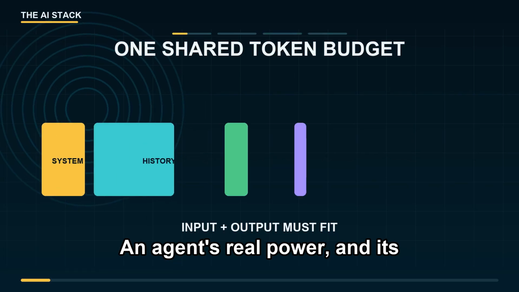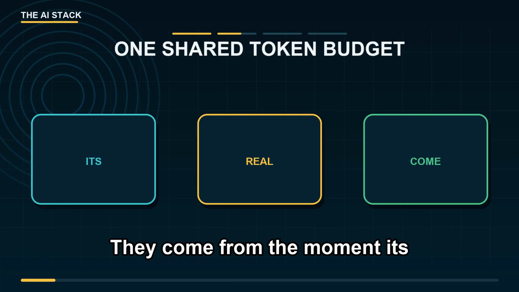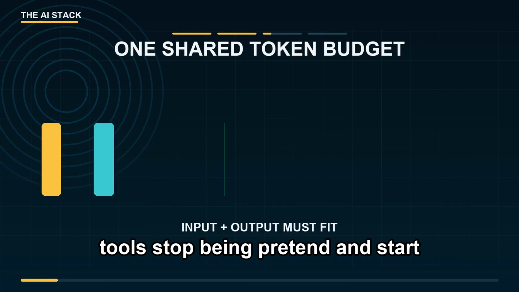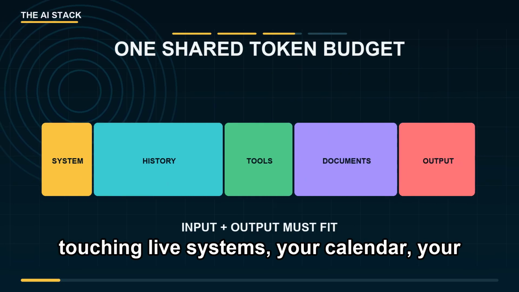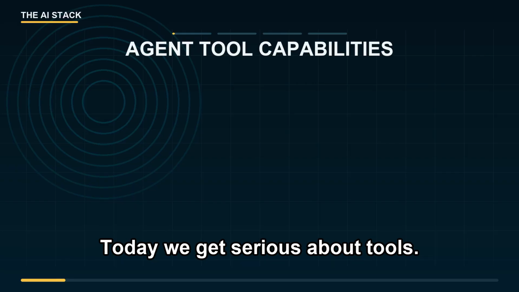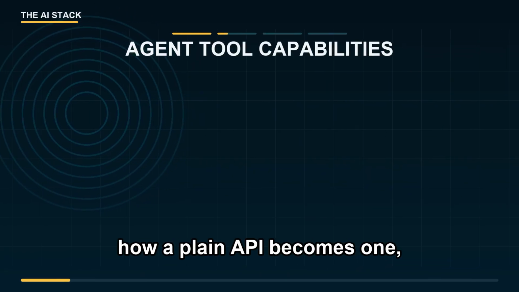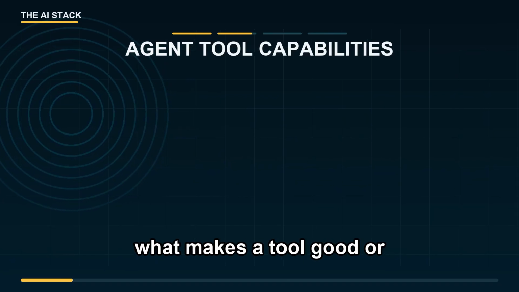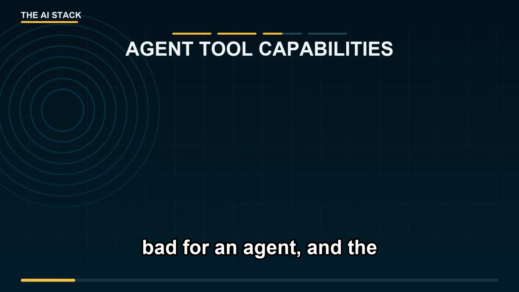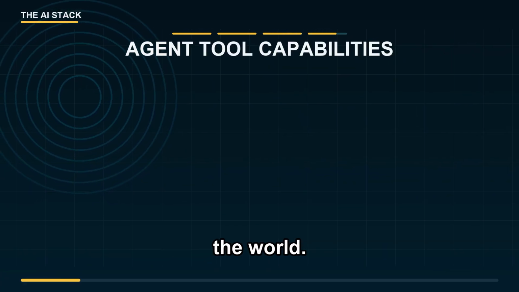An agent's real power and its real danger do not come from its reasoning. They come from the moment its tools stop being pretend and start touching live systems, your calendar, your database, a payment, a customer's record. Today, we get serious about tools. What a real tool actually is, how a plain API becomes one, what makes a tool good or bad for an agent, and the safety line you cross the instant your agent can change something in the world.